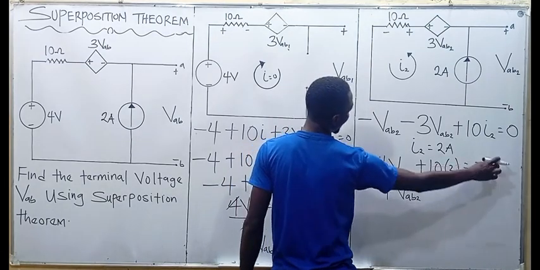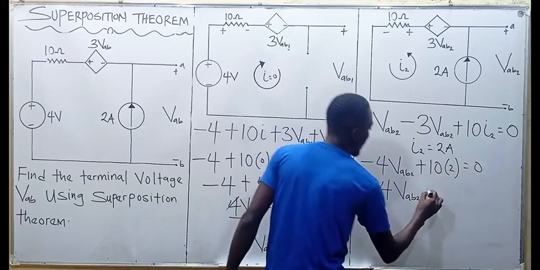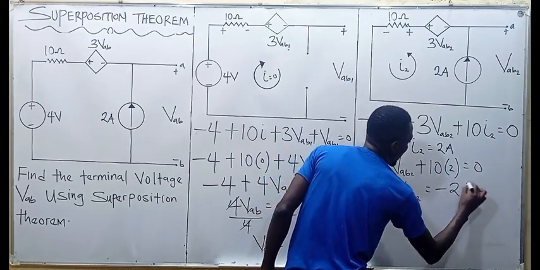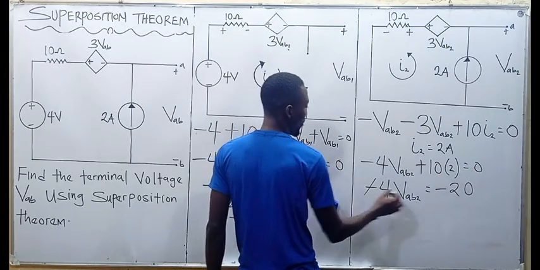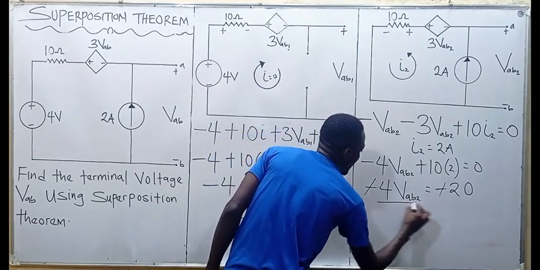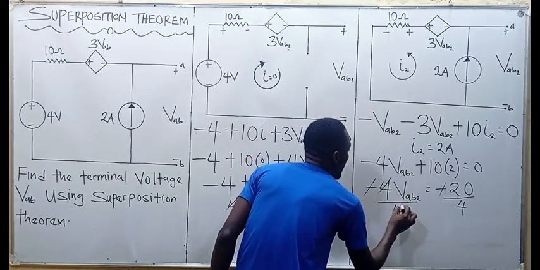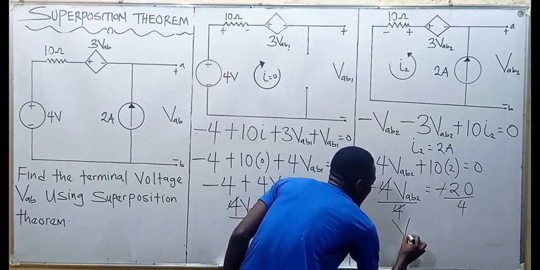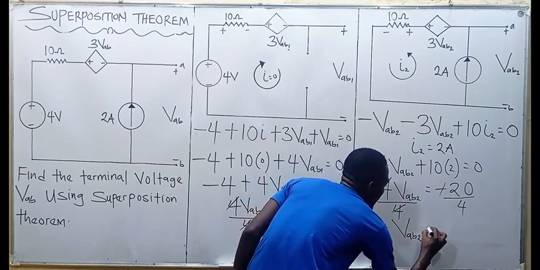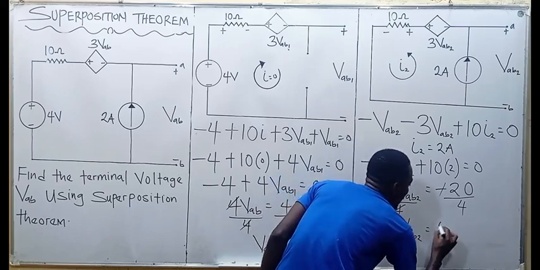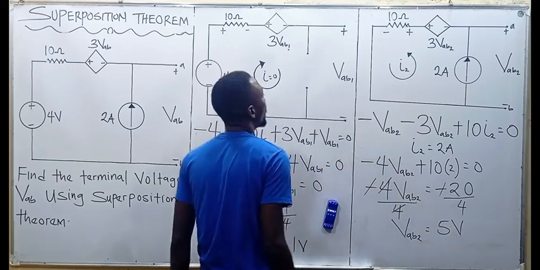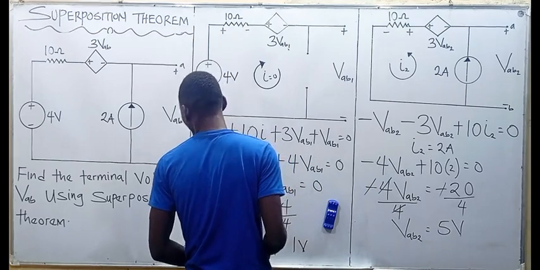20, if we move 20 to the other side, it's going to be 0 minus 20, which is equals to minus 20. So negative will go with negative. Then we divide both sides by 4. So 4 will go with 4. Then VAB2 will be equals to what? 5 volts.